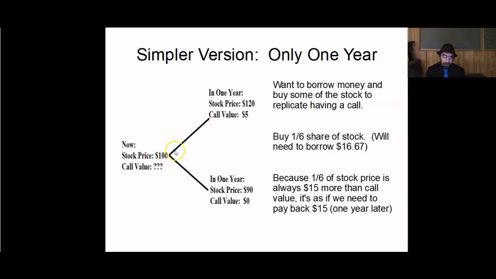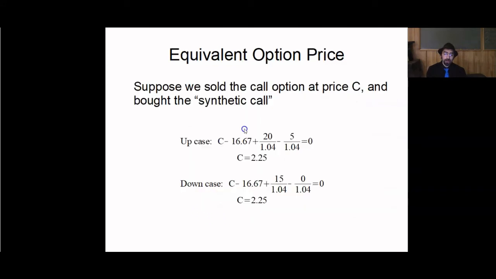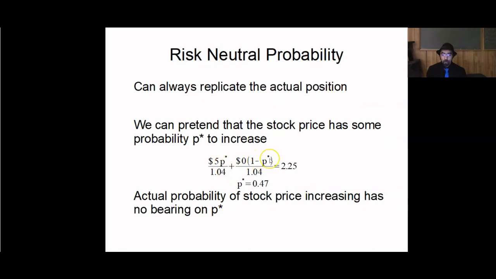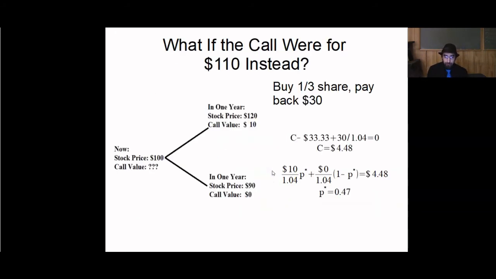If that were to happen, then there would be some probability P star that the call value would be 5, and probability 1 minus P star that the call value would be 0. So for it to be neutral for us, this future probability, accounting for 1 year of interest, would get us a value of $2.25. We'll get that P star is approximately 47%. The actual probability of the stock price increasing has no bearing on this P star, and no bearing on the risk-neutral probability, and risk-neutral pricing.